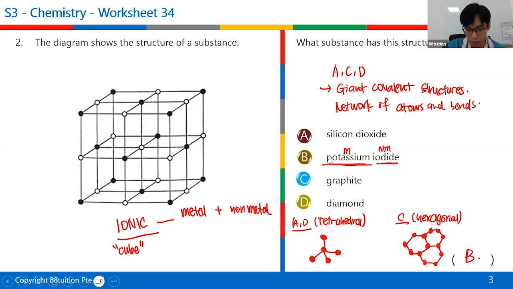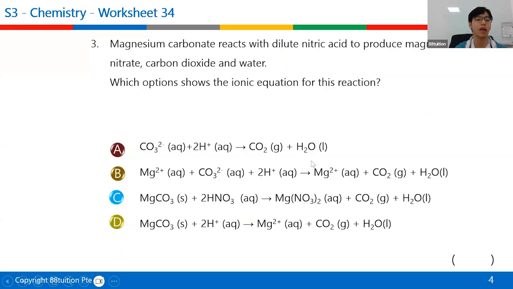Okay, question three. You have magnesium carbonate reacting with dilute nitric acid to produce magnesium nitrate, carbon dioxide, and water. Which option shows the ionic equation for the reaction? This question combines your chemical formula chapter as well as your acid-base chapter. Go ahead and give it a shot, see whether you can identify.